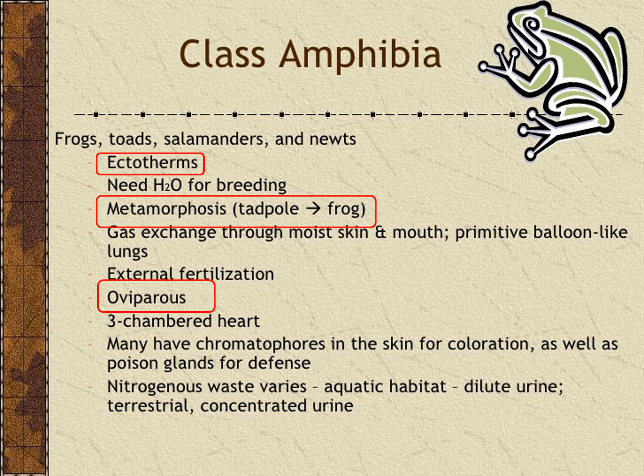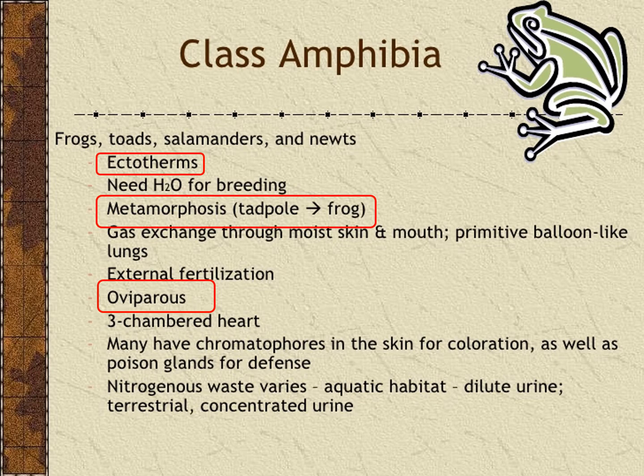They have this gas exchange. Our gas exchange is our lungs. We breathe in oxygen, we exchange the CO2 as garbage, and we exhale it out. Their gas exchange is through their moist skin and their mouth. They have primitive balloon-like lungs, but nonetheless they do have lungs. They do an external fertilization, means outside of their body, okay?